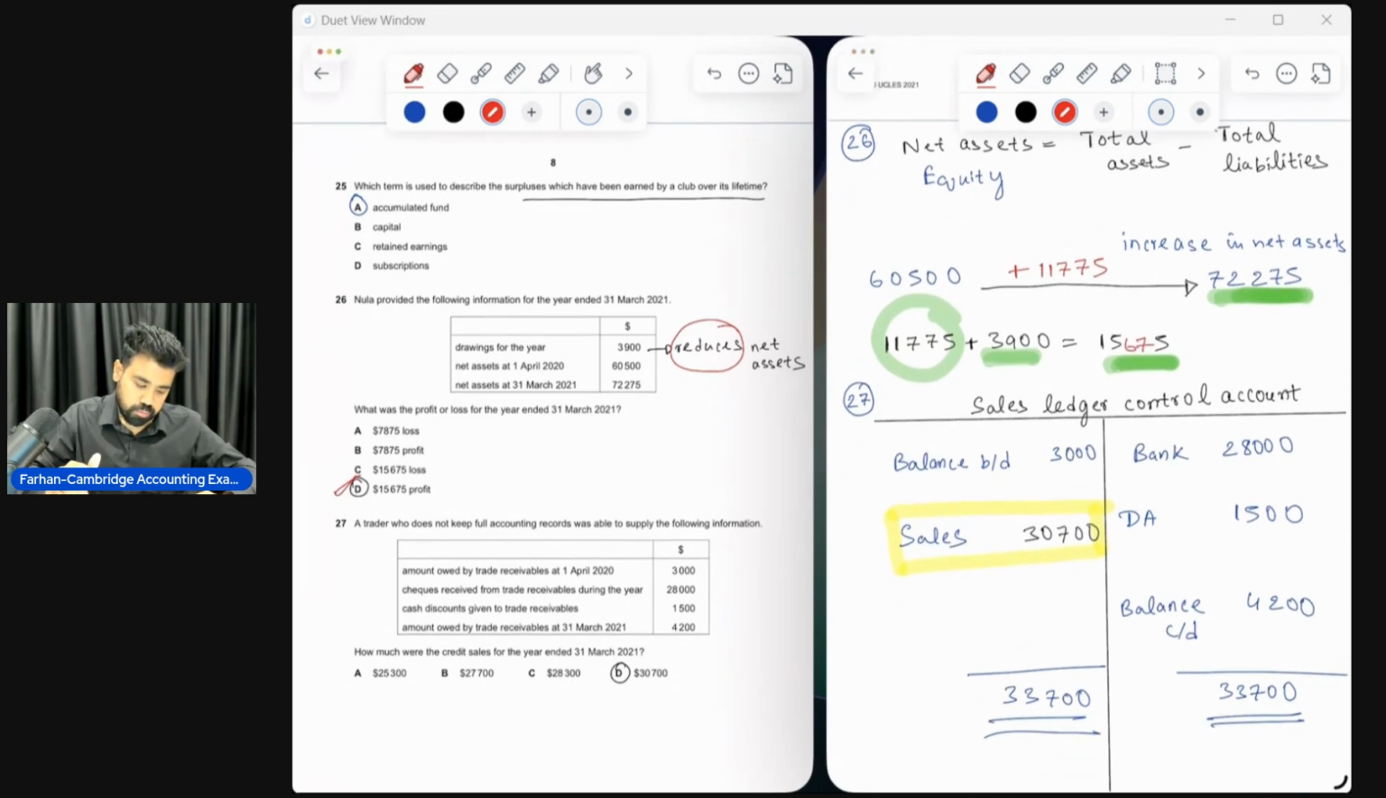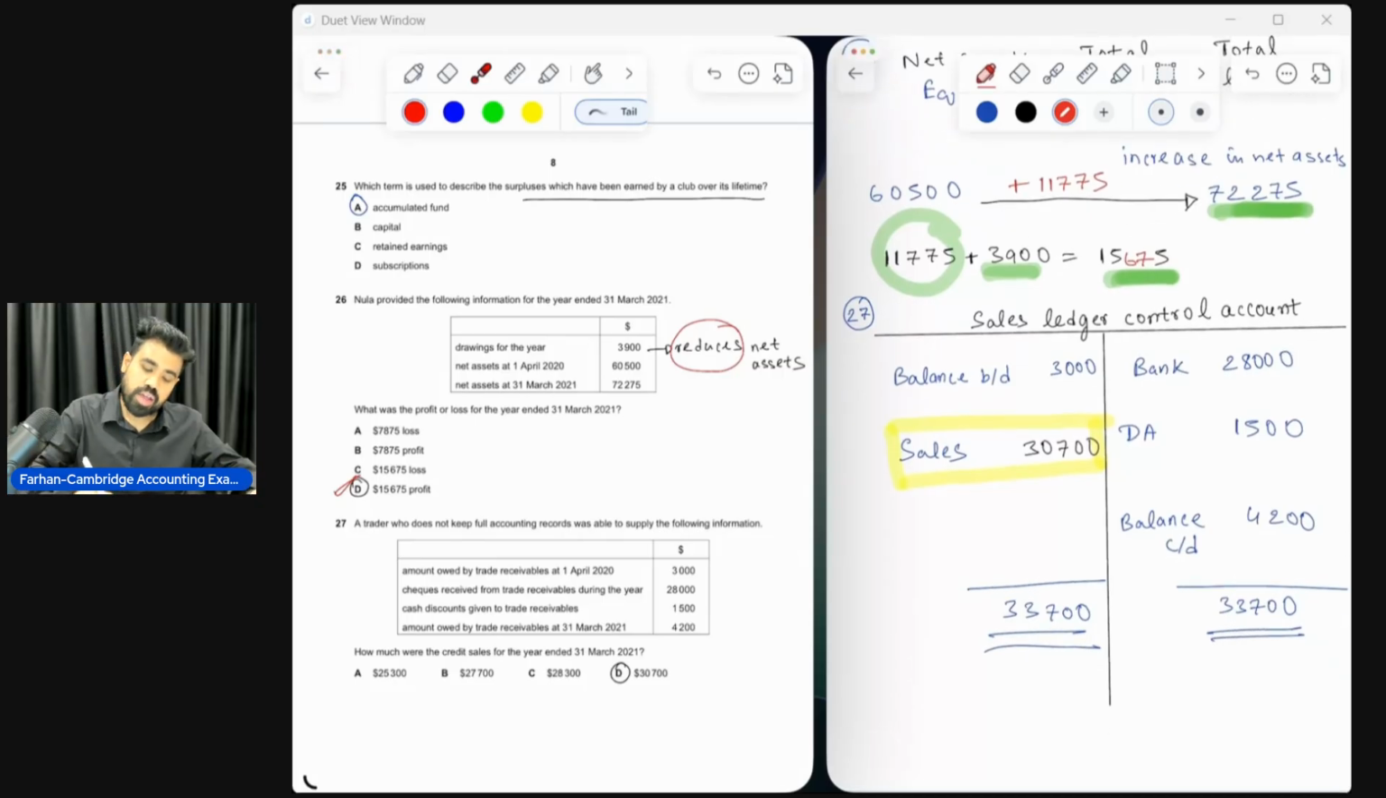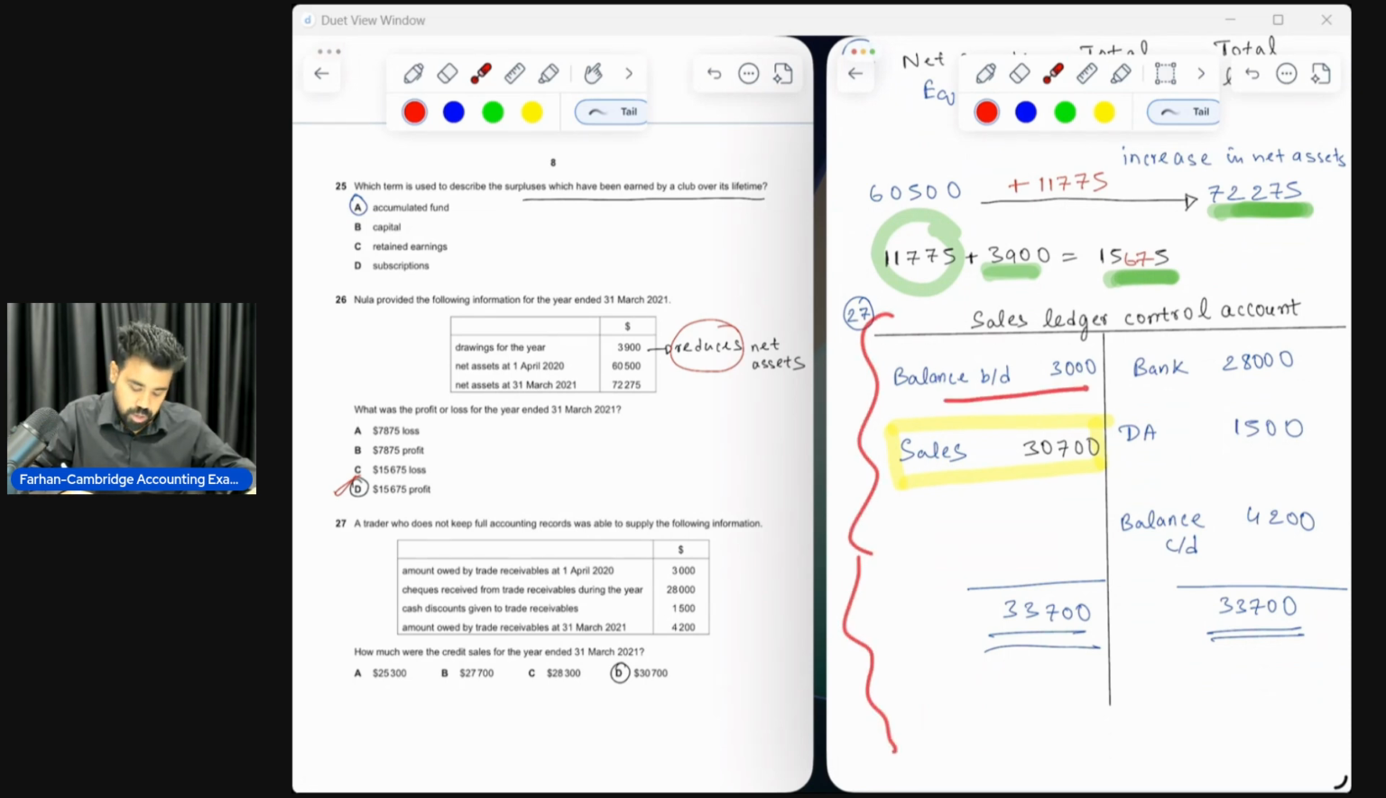Okay, number 27. A trader who does not keep full accounting records was able to supply the following information. How much were the credit sales for the year ended 31 March 2021? So whatever information we're given, they're all relevant to trade receivables. So therefore, we can prepare the sales ledger control account, which records all the transactions with credit customers. So we have a sales ledger control account, as you can see on the whiteboard on the right-hand side. And we have the opening balance, which is balance brought down at 1 April 2020 of $3,000 recorded on the debit side, referring to the fact that this is the amount owed by customers.